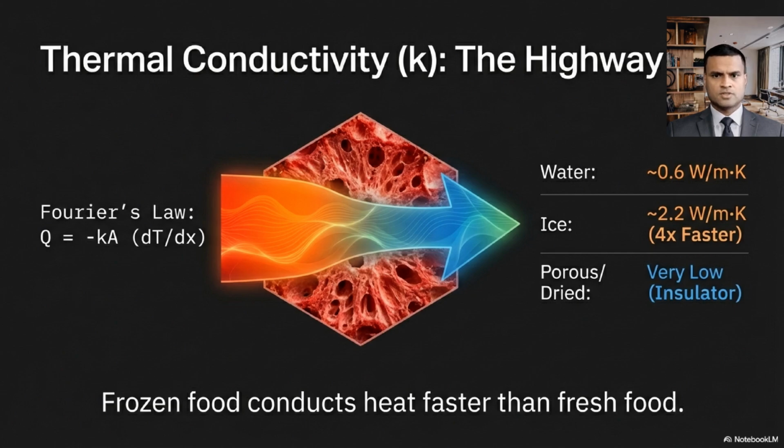Now we shift from specific heat, which tells us how much energy is required to change temperature, to thermal conductivity, which tells us how easily heat can move through a material. Thermal conductivity is a measure of a material's ability to transmit heat by conduction. If a material has a high thermal conductivity, heat travels through it relatively easily. If it has a low thermal conductivity, heat has difficulty moving through it, and temperature differences persist longer.